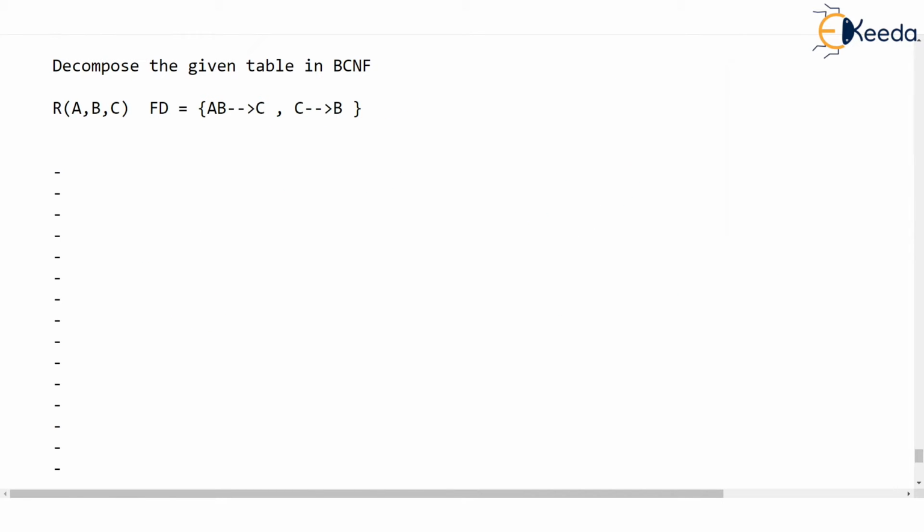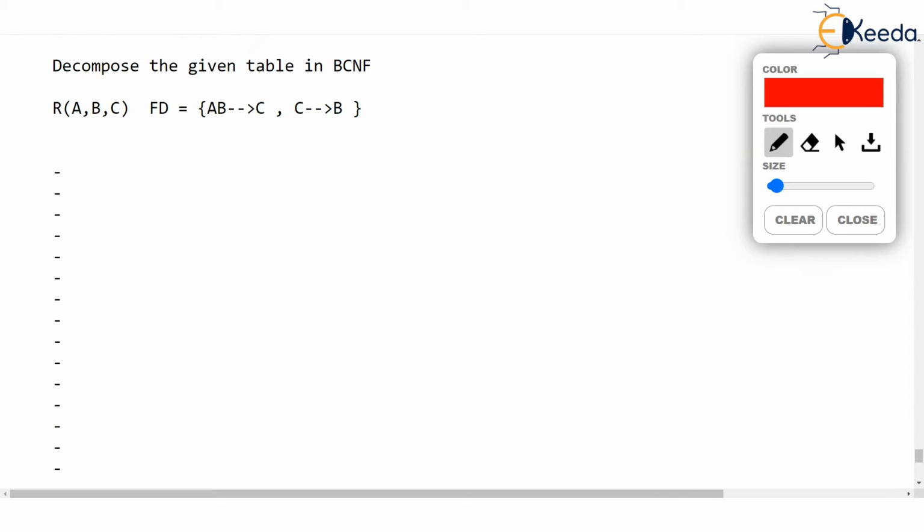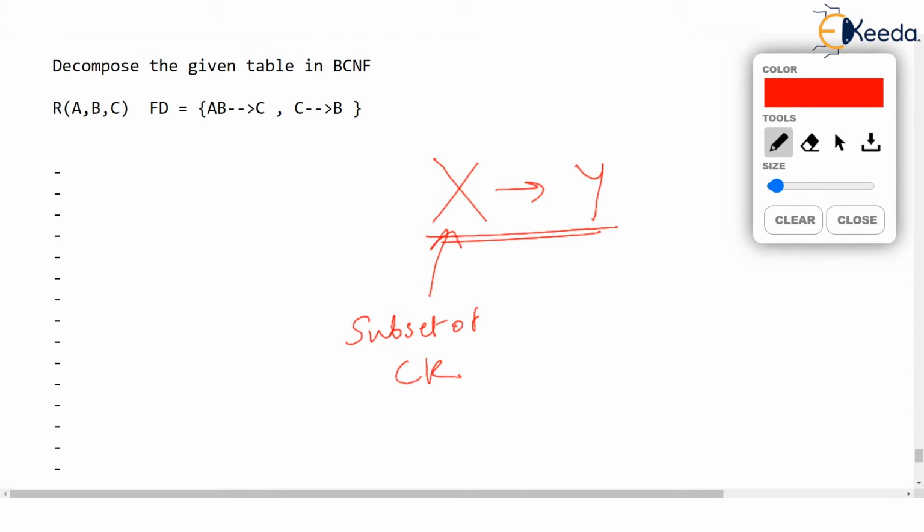Is this in 2NF? Now, what is the rule of 2NF? The rule in 2NF is that if X determines Y is the dependency, then every such dependency should not be partial. What is partial dependency? If left hand side is a subset of a candidate key, subset of candidate key, correct?